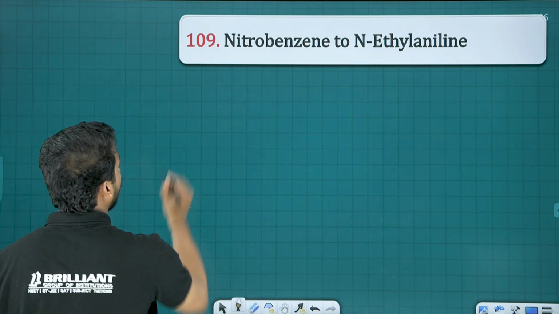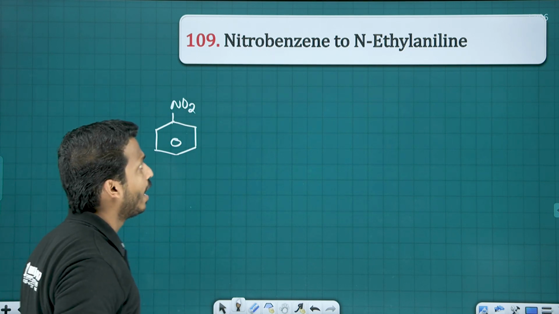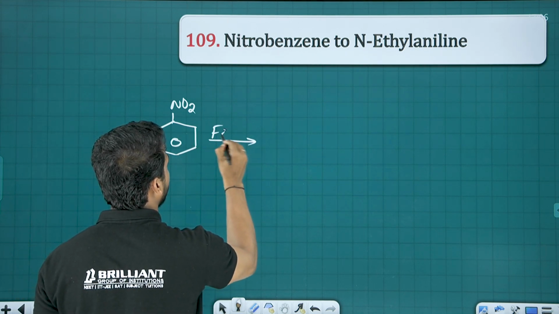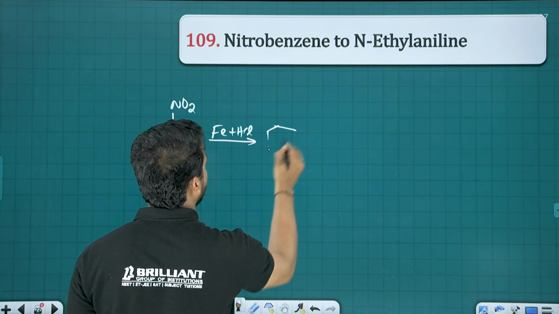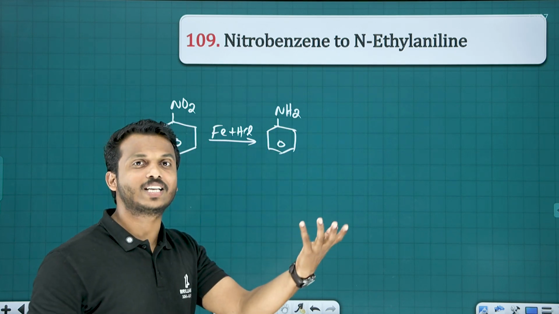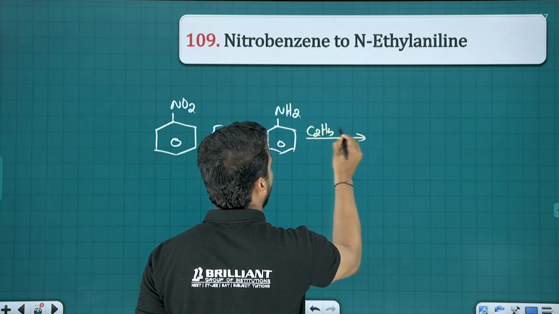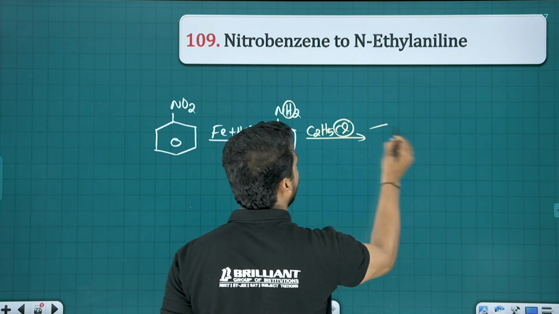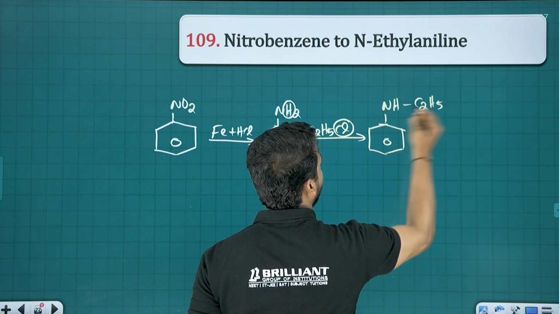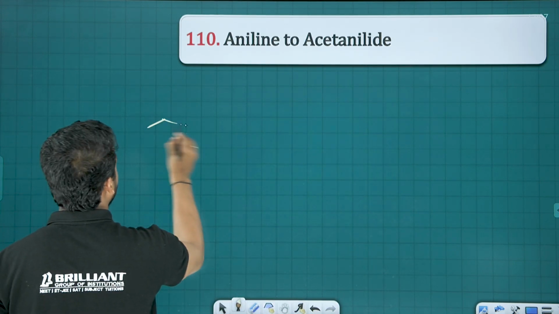Next question, how will you convert nitrobenzene to N-ethylaniline? Simple. First, let's make aniline by treating with iron and HCl. That becomes NO2 becomes NH2. Now we need to get one ethyl group here. What is that? Ammonolysis. What is ammonolysis? First treat with one ethyl chloride. So this H and Cl go out. The ethyl group attaches on the aniline. You will get N-ethylaniline. Ready? N-ethylaniline.